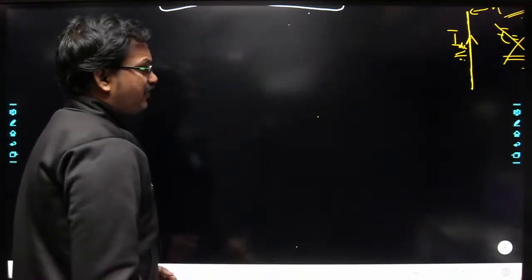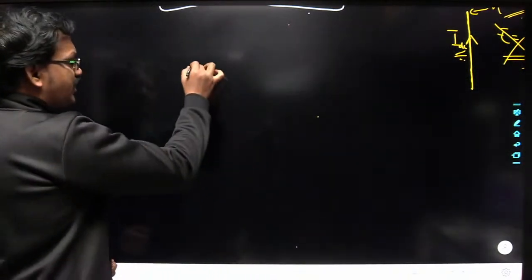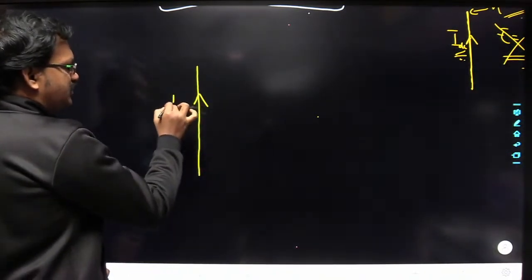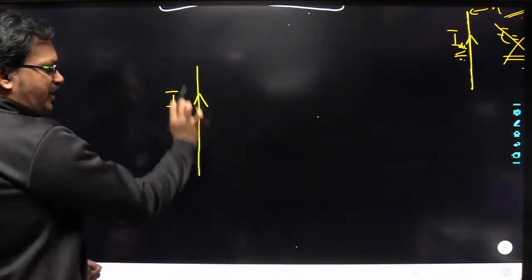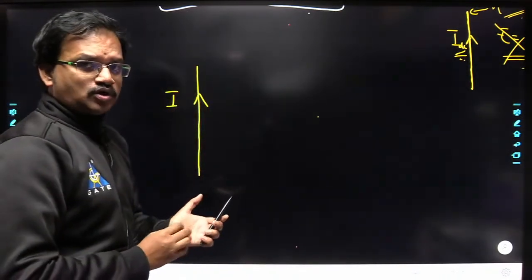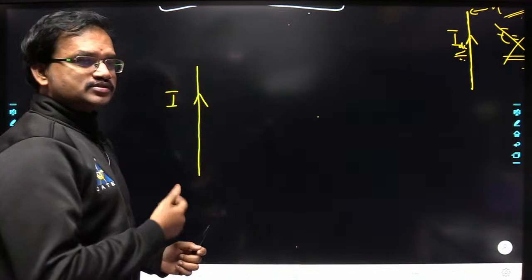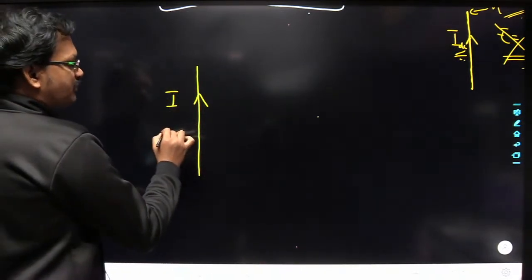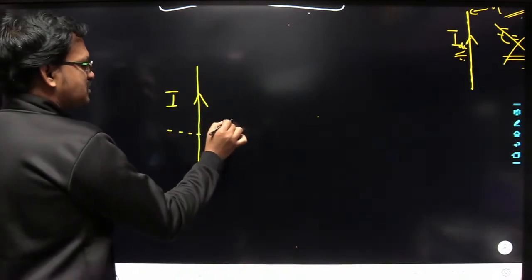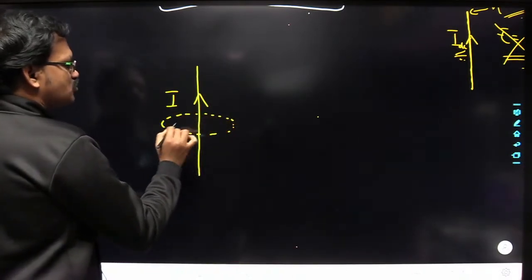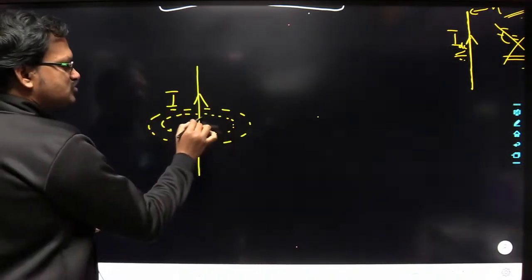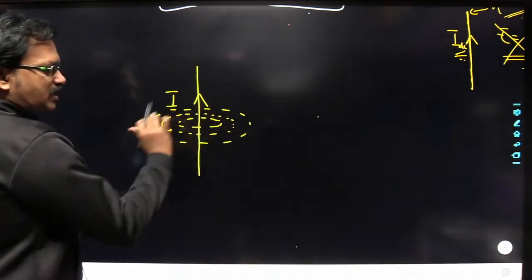See here, if I consider a current carrying wire, let us say it is carrying the current in the upward direction. In which direction is it going to set up the magnetic field? We know that the B field is going to be set up. That means the B field is going to circulate around this current carrying wire. Yes or no?